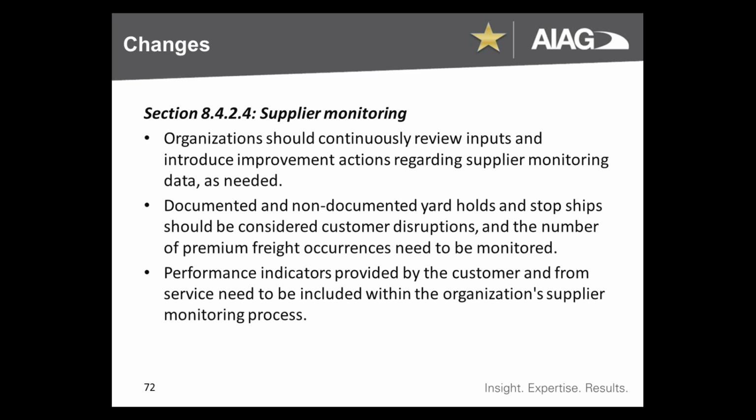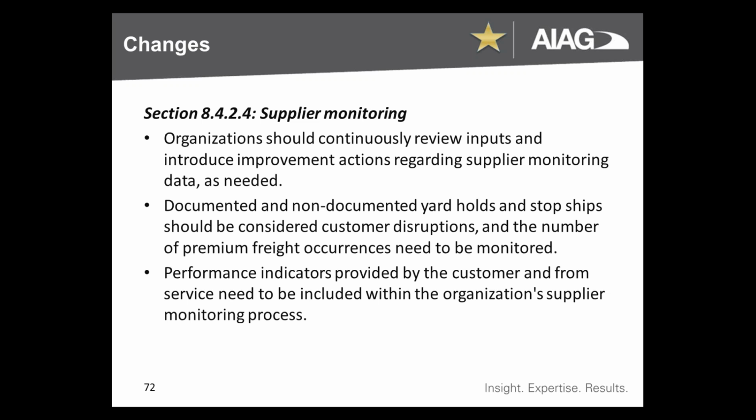8.4.2.4, the organization has to have a documented process and criteria to evaluate supplier performance. They give a list of performance indicators that should be monitored, and many of these aren't different than what was in TS 16949: delivered product conformity to requirements, delivery schedule performance, customer disruptions at the receiving plant, including yard holds and stop shipments, and instances of premium freight.